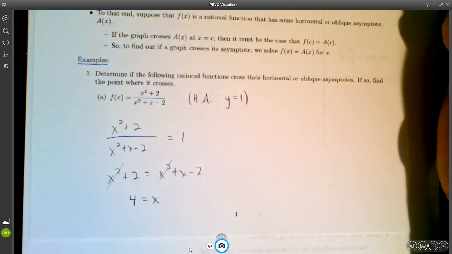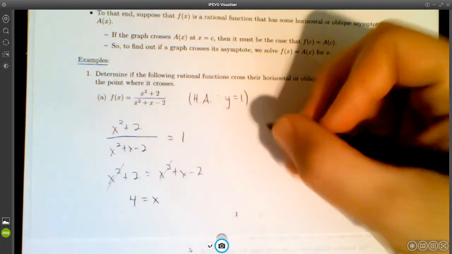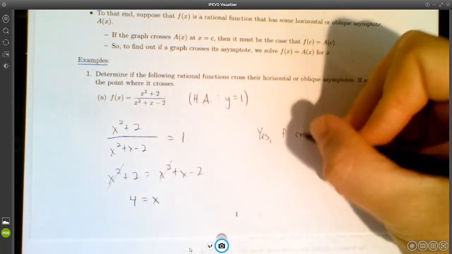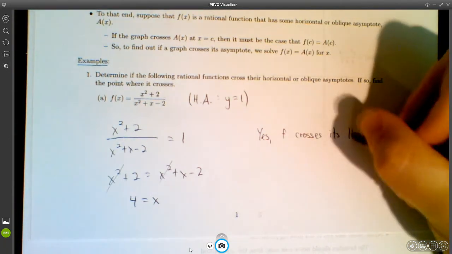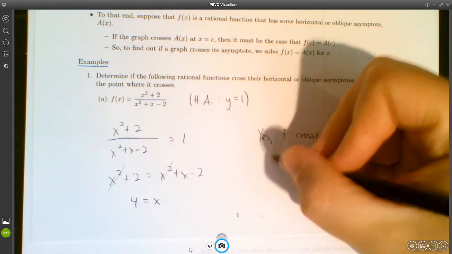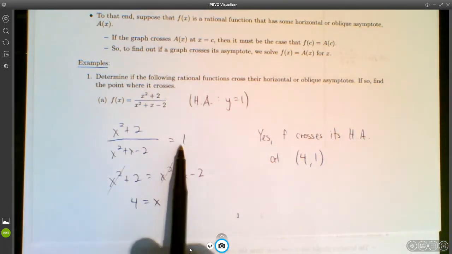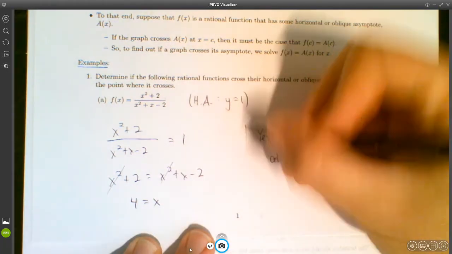Okay, so that's interesting. So yes, f crosses its horizontal asymptote at the point 4, and of course y is 1, right? y is 1, that's what we set it up as. So it crosses its horizontal asymptote at the point (4, 1).